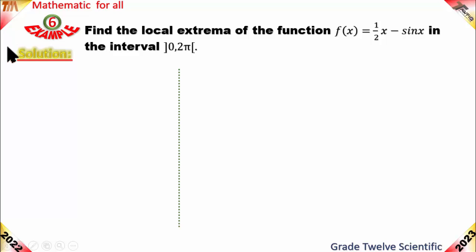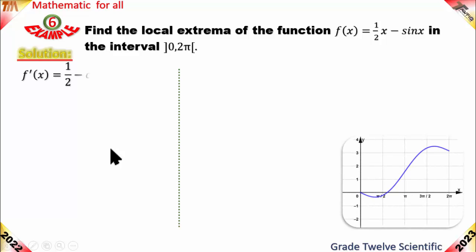Example number 6. Find the local extrema of the function f(x) = 1/2 x minus sine x in the interval 0 to pi. First of all, take the derivative of this function. f'(x) = 1/2 minus cosine x, because the derivative of 1/2 x is 1/2, and the derivative of sine is cosine.